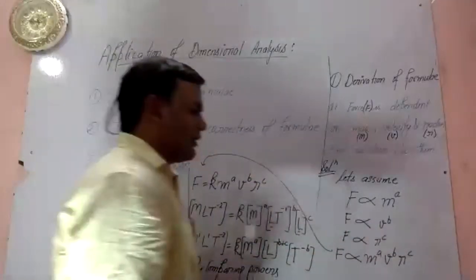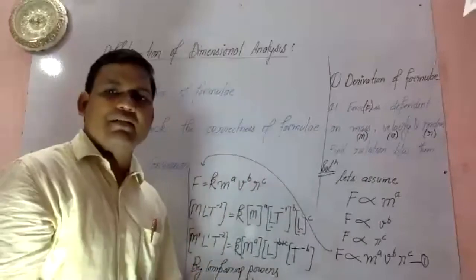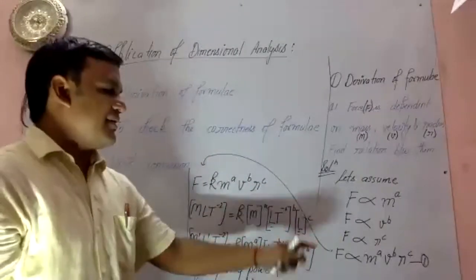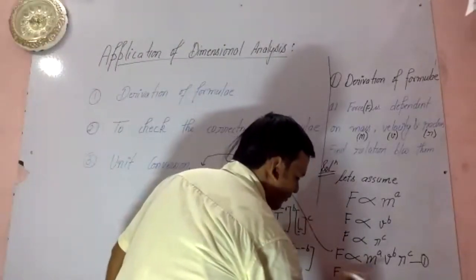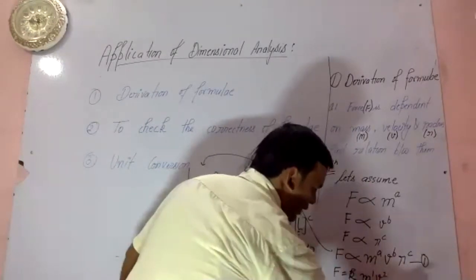Now you can put the values of A, B, C in this equation. Let's name this equation as the first equation. Now we can put the values of A, B, C in this equation. So it will become F equals K, M to the power 1, velocity to the power 2, and R to the power minus 1.